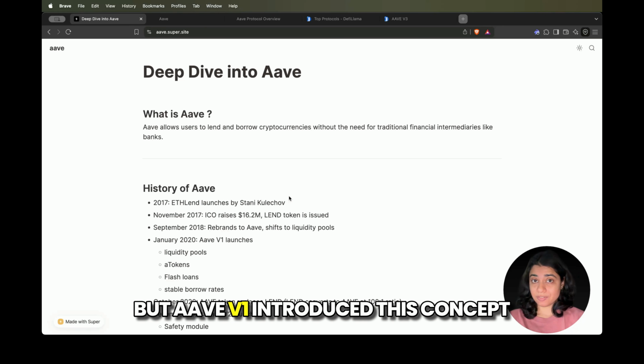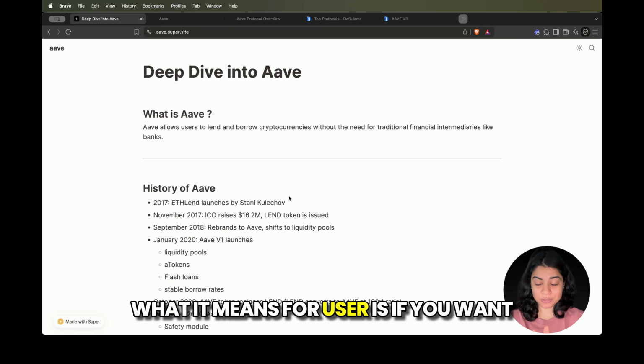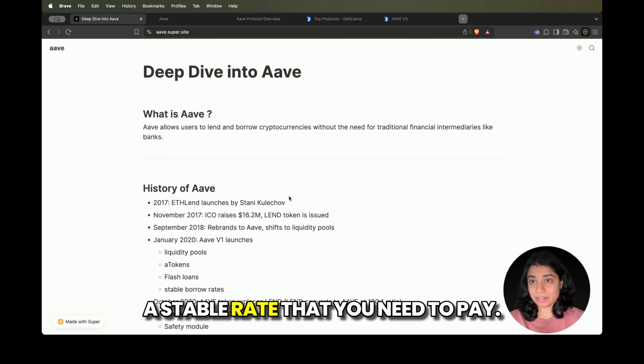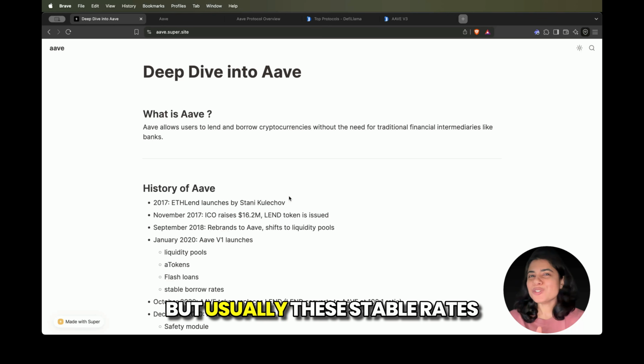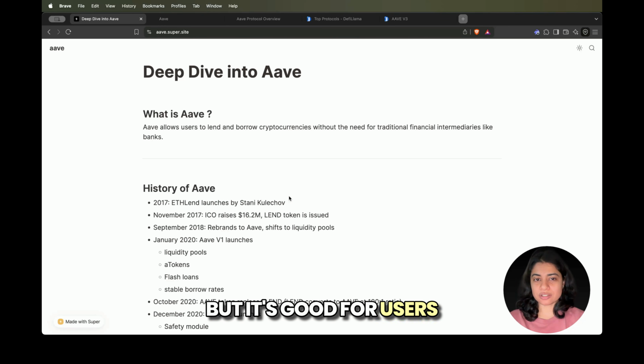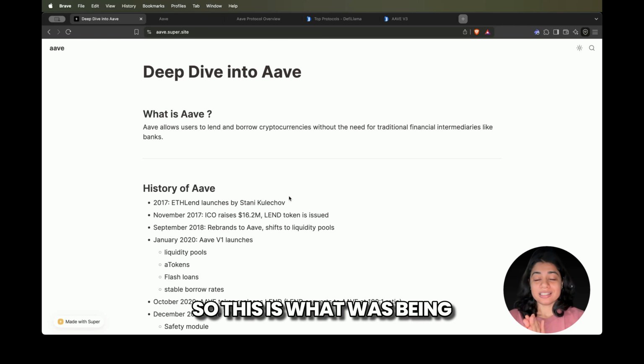But Aave V1 introduced the concept of stable borrow rates. What it means for the user is that if you want to borrow an asset, you get a stable rate that you need to pay. Usually these stable rates are higher than the variable rates, but it's good for users who are not interested in taking the risk of a volatile market. This is what was launched in Aave V1.